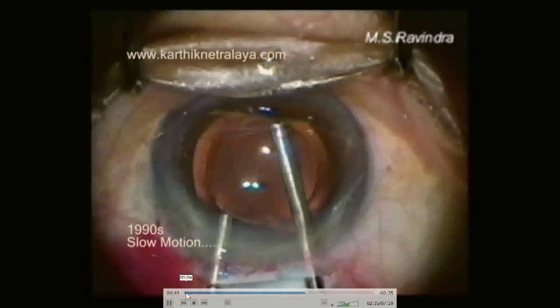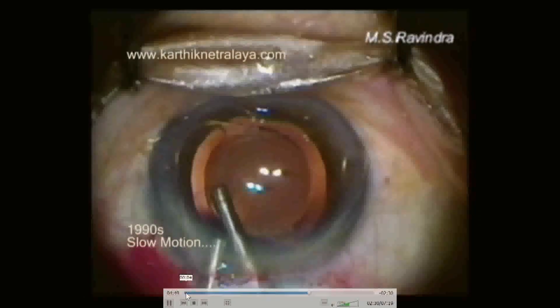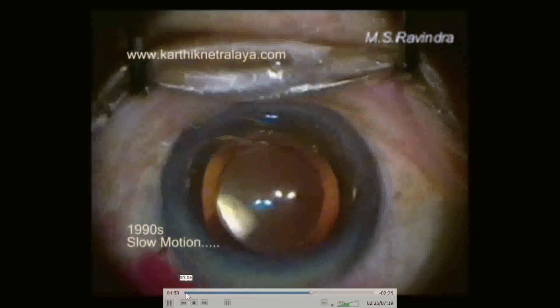Ensure that the viscoelastic is completely removed from the eye so that a post-operative pressure hike does not occur. The patient would certainly need anti-inflammatory drops for a longer time after the surgery.